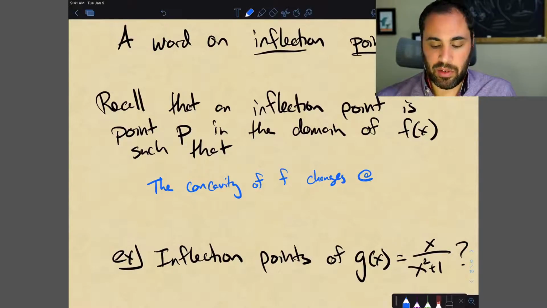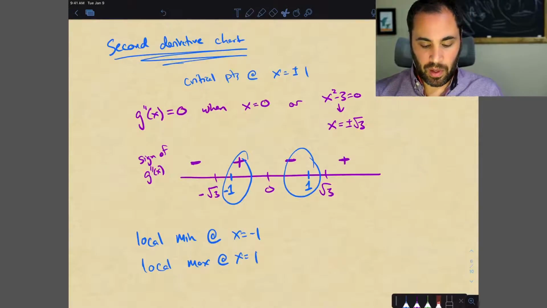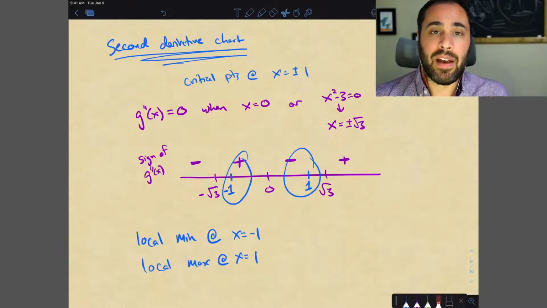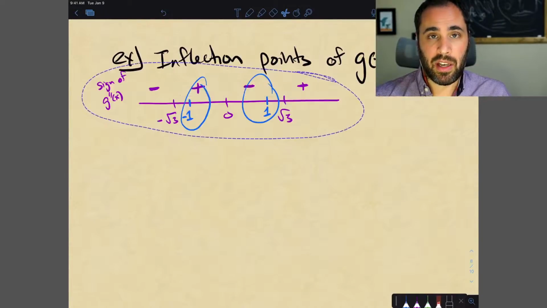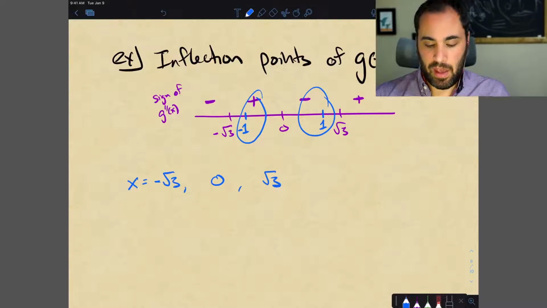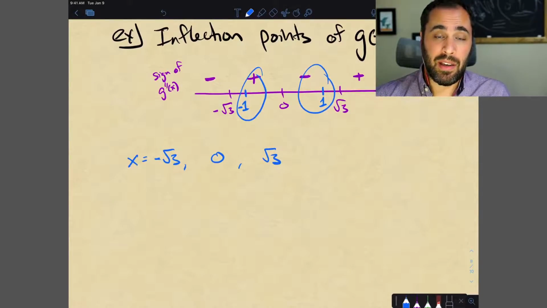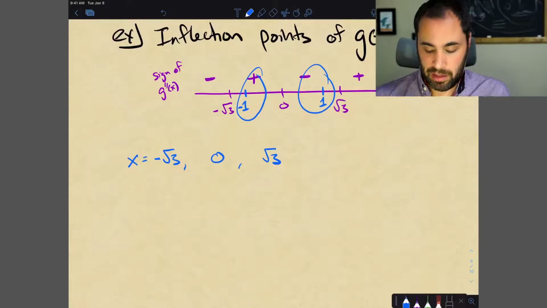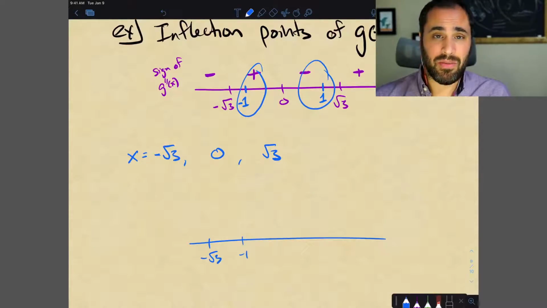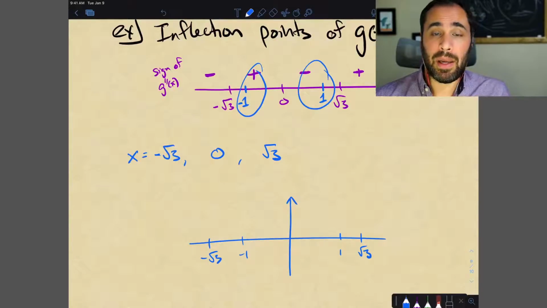So to talk about the inflection points of this function g that we just looked at, well, we've already done all the work. We saw that the concavity changes, the second derivative changes sign 3 times, that is at -√3, at 0, and at positive √3. And now putting together all this information about the concavity and the maxes and mins, we can actually do a pretty good sketch of what the function g might look like.